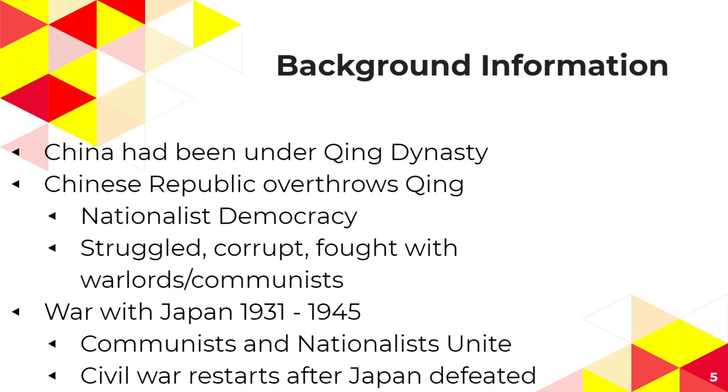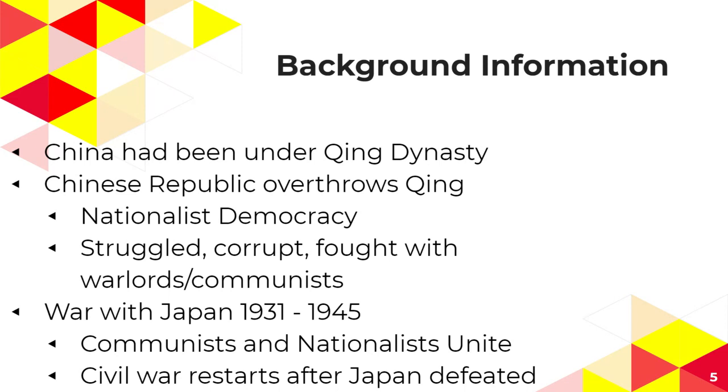We've gone over this in previous units, but remember China had been under the Qing dynasty. That was the old imperial family that had ruled China for about 400 years, but they're going to be overthrown in the very early 1900s by the Chinese Republic. And they set up a nationalist democracy. But this democracy has a lot of issues. It struggles with its economy, it's corrupt, and it's fighting wars with warlords and communists all over the place.